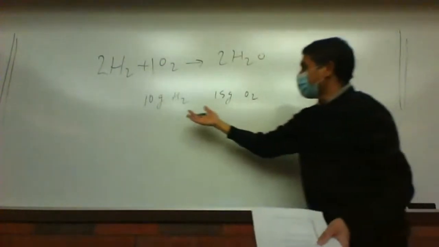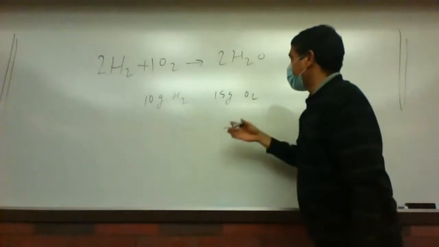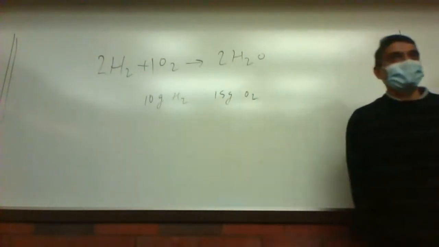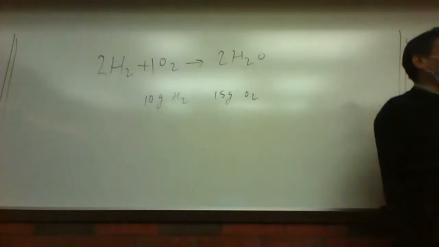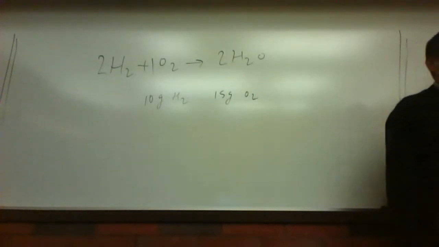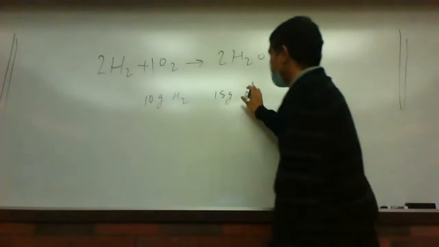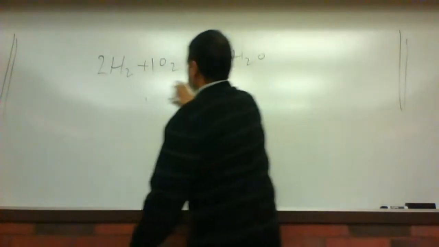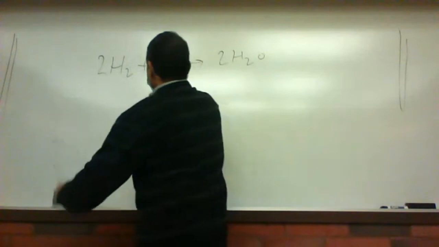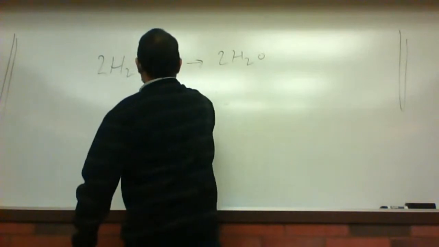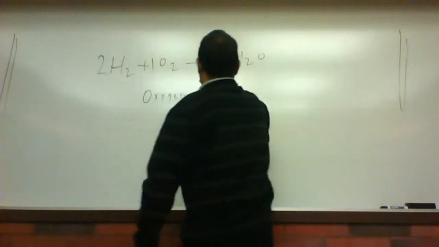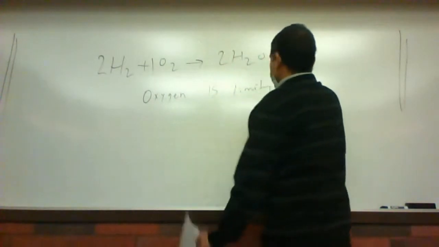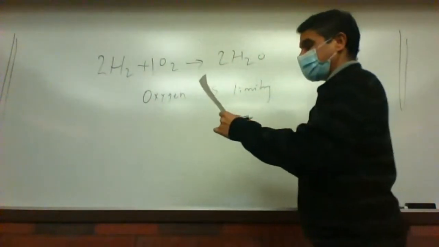So they ask, okay, I mixed 10 gram of hydrogen with 15 gram of oxygen. How much water is formed, right? So first of all, we need to find the limiting reagent, and I told you how to find the limiting reagent. Last time, we did the limiting reagent calculation, and we found that oxygen is the limiting reagent, and it has only 0.47 mole.